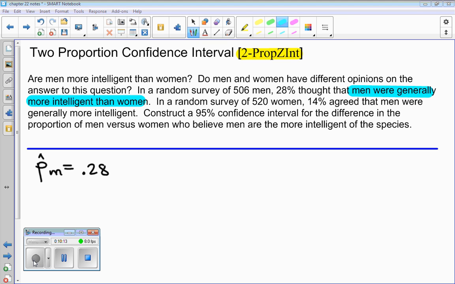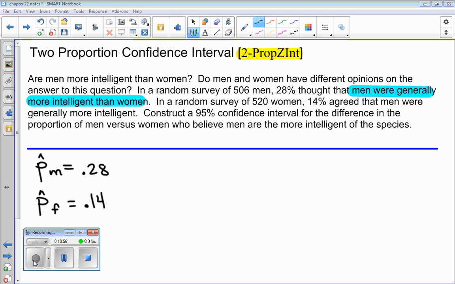All right, how about for the females? When we asked the females, 14% said that men were more intelligent. Okay? So we're trying to decide, is there a difference between the two populations? We're not trying to decide who's more intelligent here. All the confidence interval is going to do is create an interval that says, is there a difference between them? The good thing about two sample confidence intervals is you're always trying to capture the same thing.